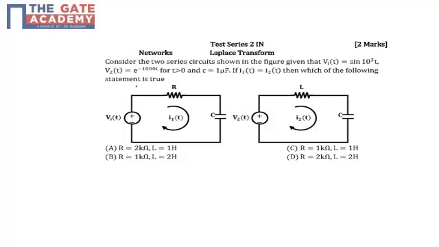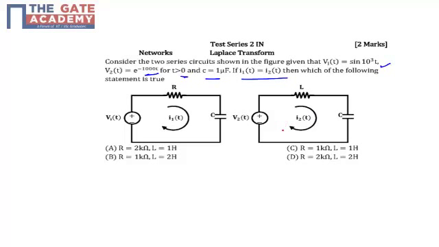In the first circuit, the input voltage is sin 10^3 t, or sin 1000t. In the second circuit, the input voltage is e raised to the power minus 1000t. For t greater than 0, the capacitor value is given as 1 microfarad. The question says that if I1(t) is equal to I2(t), then find which of the following statements is true.